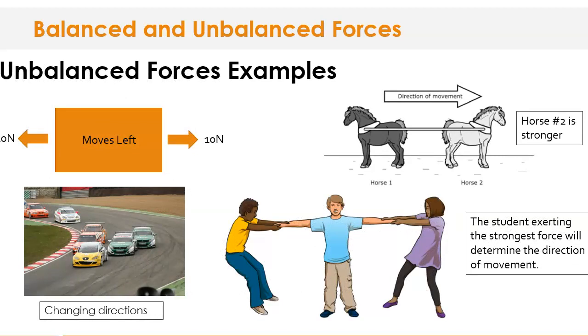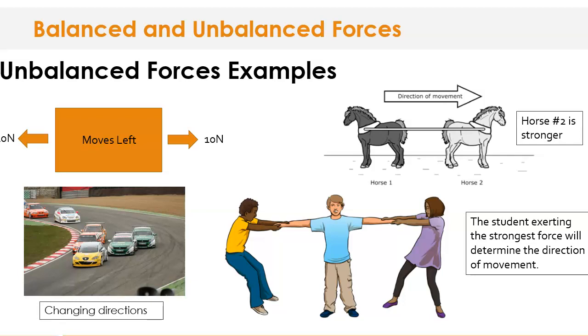So for instance, we've got an orange box here that has a 10 Newton force pulling on it to the right. You've got a 20 Newton force pulling on it to the left. Those are opposite directions, but they are not equal in strength. They are not equal in size. And so the orange box is going to move to the left because the stronger force is pulling to the left.